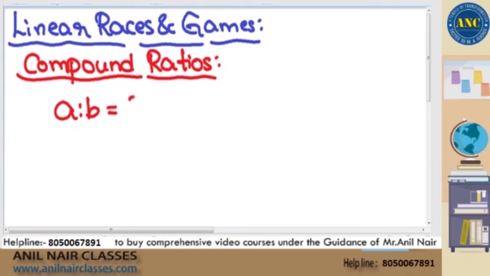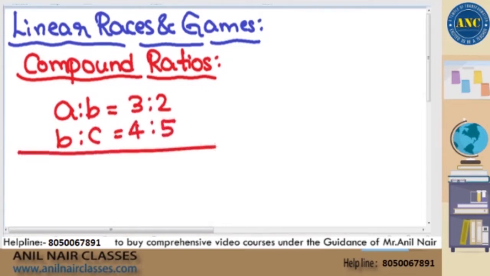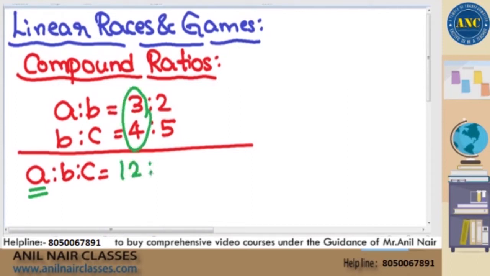A is to B is 3 is to 2. B is to C is 4 is to 5. I want to find A is to B is to C. Most of the people might already be familiar because you attended my ratios class. To find the first variable A, multiply all the first terms. 3 into 4 is 12. To find the last variable C, multiply all the last terms. 2 into 5 is 10. Now the middle variable is missing. The middle variable is B.